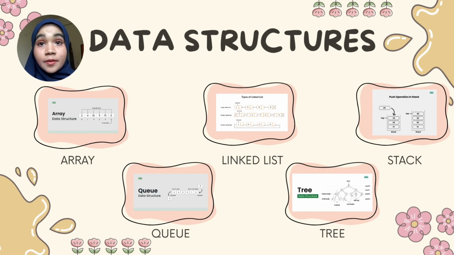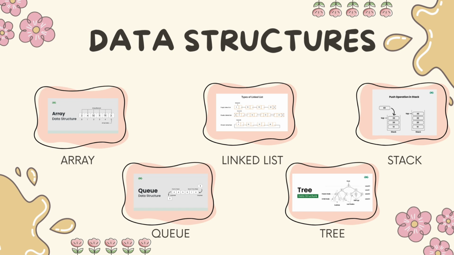Now, data in a program can be organized in different ways. We call these data structures. For example, we have arrays, linked lists, stacks, queues, and trees. Each structure stores data differently. For example, arrays store data in order, while linked lists are more flexible when adding or removing data. These structures affect how fast a program can work.